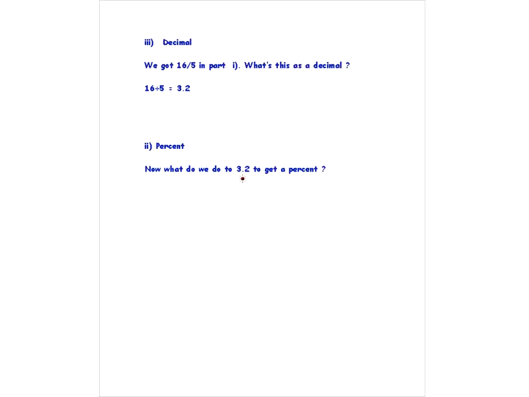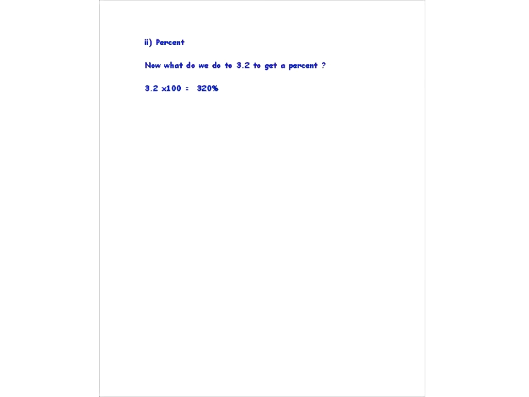Now we can do our percent. So what do we have to do again to 3.2 to get a percent? What do we do to any decimal to get a percent? We multiply a decimal by 100 to get a percent. 3.2 times 100 is 320%.